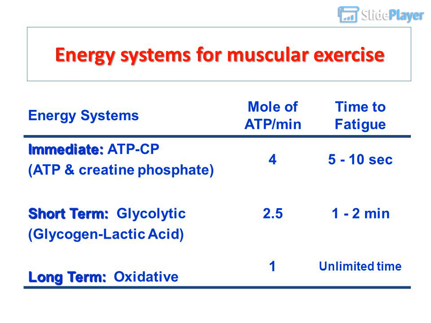Mole of ATP per minute. Time to fatigue. Immediate, ATP-CP: ATP and creatine phosphate, 5 to 10 seconds. Short-term, glycolytic: glycogen to lactic acid, 2.5, 1 to 2 minutes. Long-term, oxidative: 1, unlimited time.